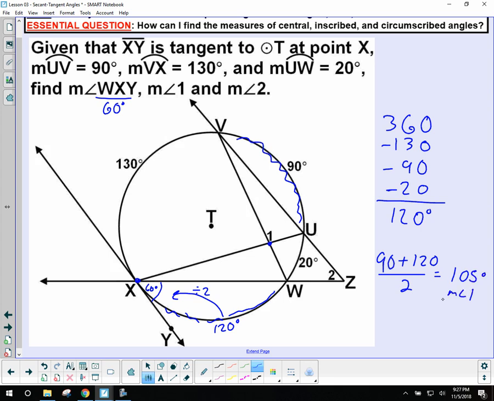Angle 2, outside. That's the big arc, and I'll put it in red. Big arc. And I hope you can see it. Trace the lines here. So the big arc's 130. Subtract the baby arc here, which is 20. All divided by 2. And we get 130 minus 20, divided by 2, and we get 55.